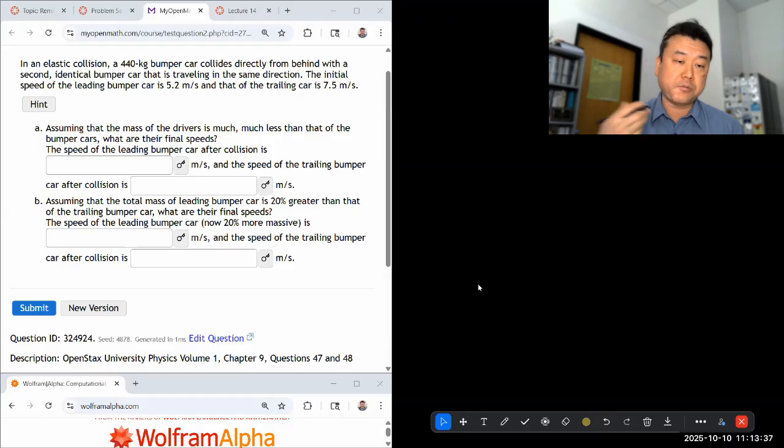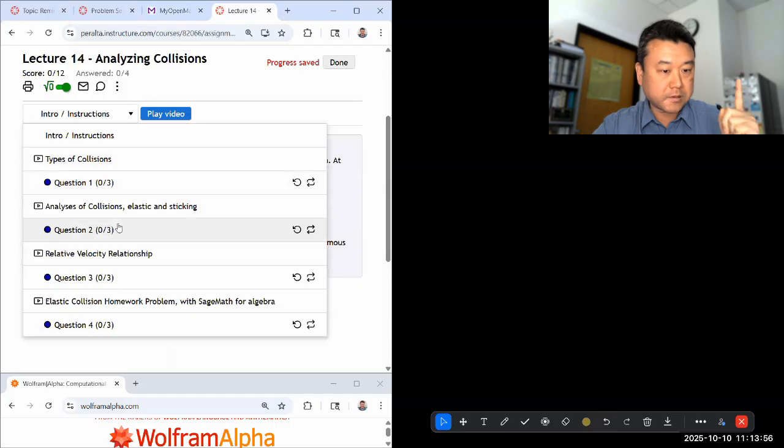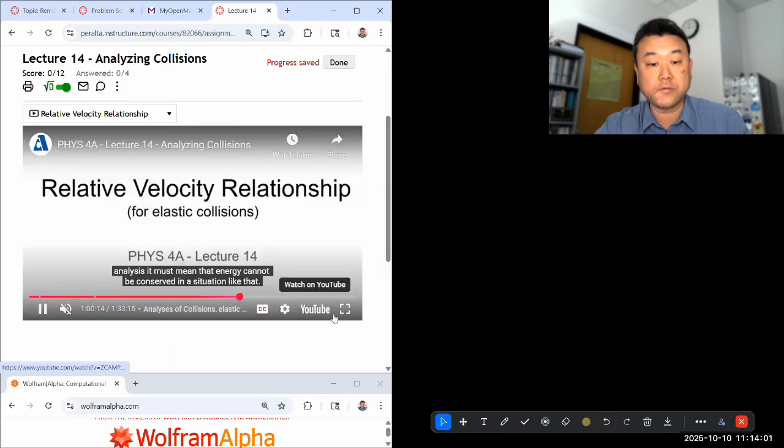And you have seen me approach this with all the complicated algebra. Let me see if I can group them all and just do them all together, because the algebra is going to be so much easier with this particular approach. So I'm going to go to the lecture where I go over all this. It's in lecture 14, what's called the relative velocity relationship. If you're on a Google search, that's how you would find it.